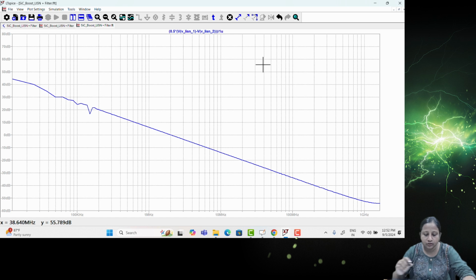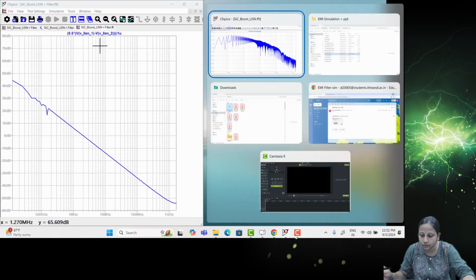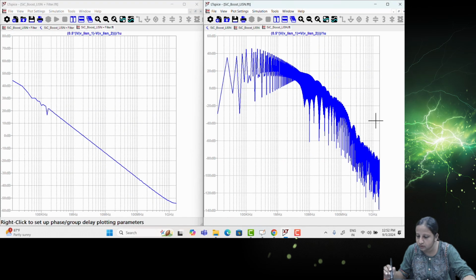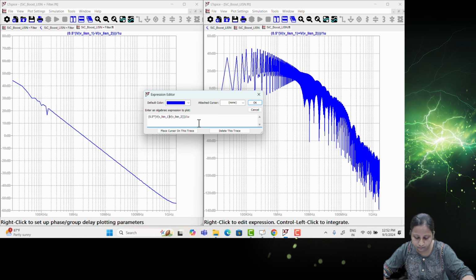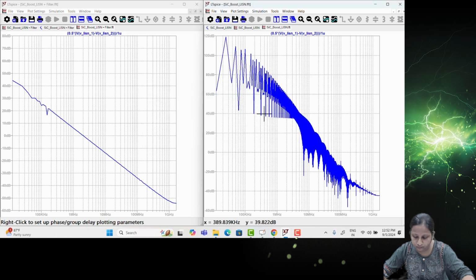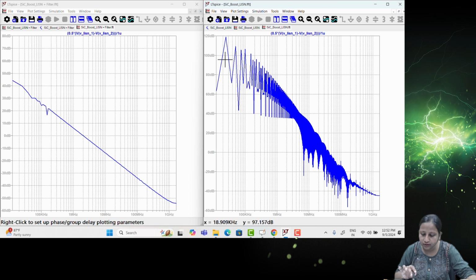You can see here, this is after connecting the filter. Previously, I'll just show you with the previous plot so you can see it together. This is with respect to the common mode, this is not differential, so let me change this to differential mode. You can see the magnitude initially started from this point and then went up to 120 dB. Now it is well below 50 dB on the left-hand side by connecting the filter.